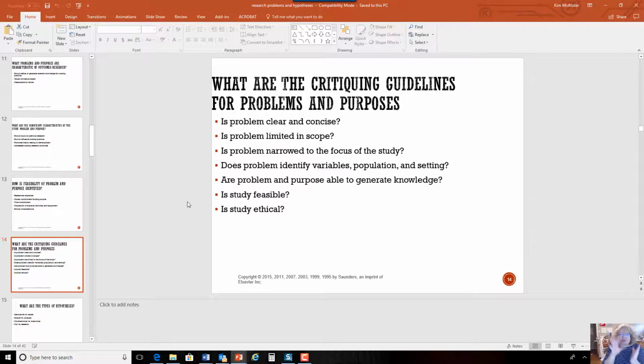The population, this is where we drew our population from the study. It may include information on how people were recruited for the study, what their guidelines were for deciding who was in the study and who wasn't, and what is the setting? Is this happening in the community, at home, in the hospital, in a rehab situation? Where is this going on? Are the problem and the purpose able to generate knowledge? You don't want to be so esoteric in your research that you aren't really getting down to something that will be useful. Is the study feasible? And is the study ethical?